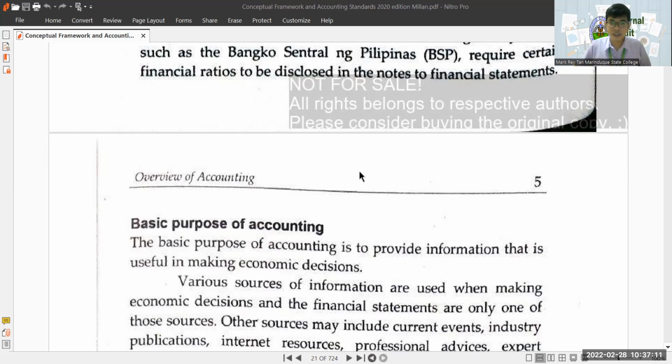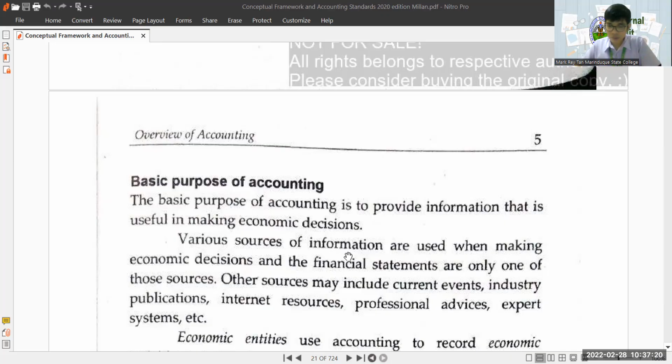Still learning objective number 1: basic purpose of accounting. This is a favorite board exam question: what is the basic purpose of accounting, then multiple choices. So let's discuss this. What does basic mean? If you look at the dictionary, familiar words are fundamental, primary, or elementary. So what is the basic purpose of accounting?